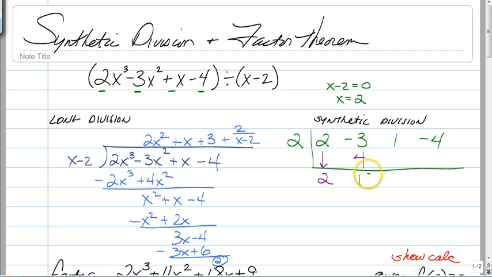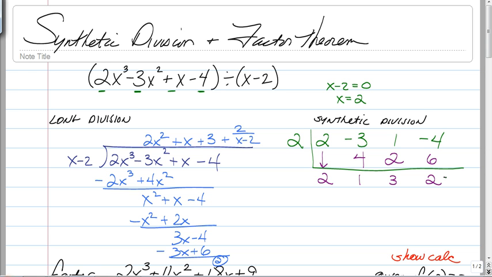And you're going to do that exact same process again. So now you take this number and multiply it by the 2. 2 times 1 is 2, so that goes right here. Add these together. 1 plus 2 is 3. One last step. You take the 3 and multiply it by the 2, which is 6. Negative 4 plus 6 is 2.